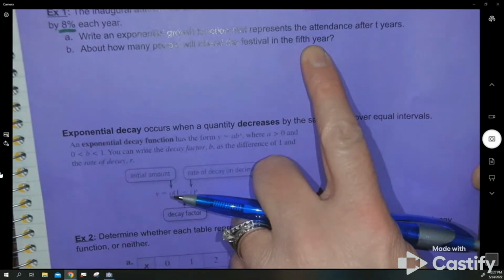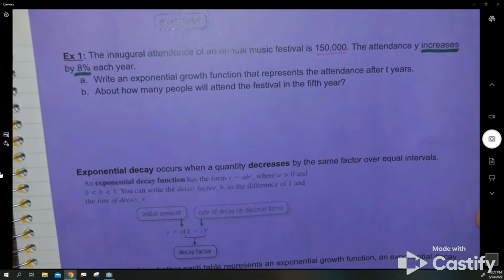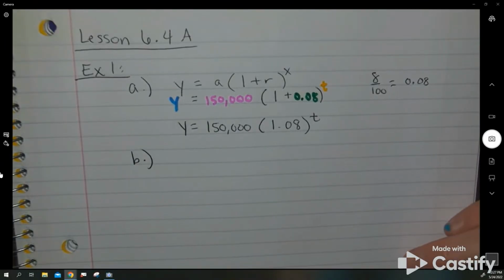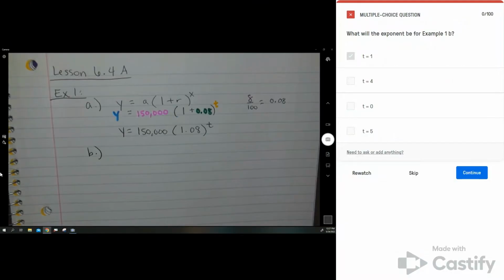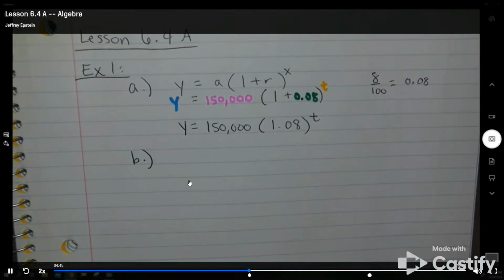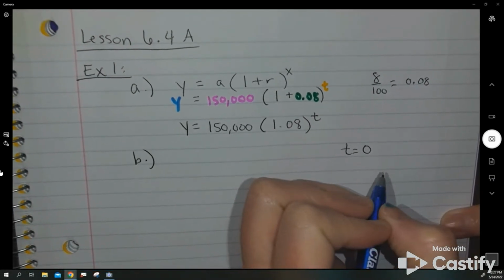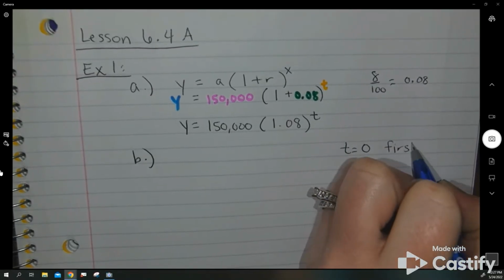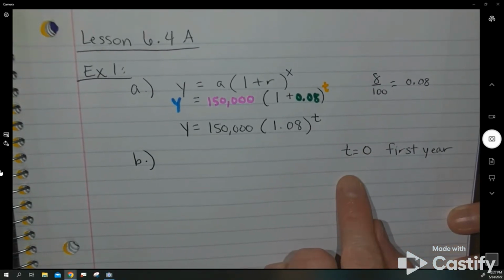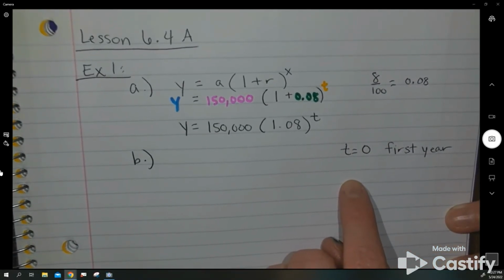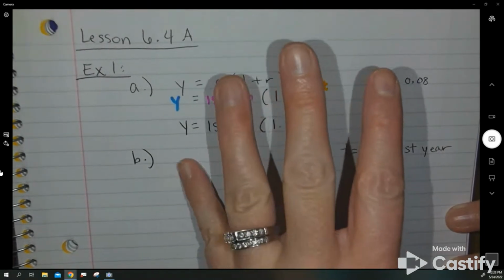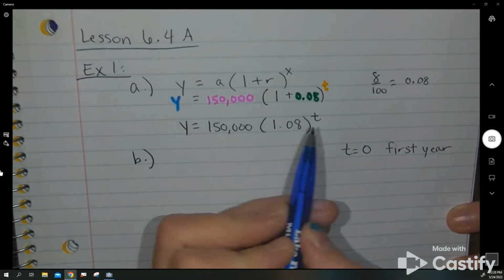Part B says, how many people will attend the festival in the 5th year? So what we have to think about for this is the amount of years. When we're talking about the different years, t equals 0 is the first year that they did this festival. So if t equals 0 is the first year, then for the 5th season we would do 0, 1, 2, 3, 4. So for the 5th season, t would be 4.